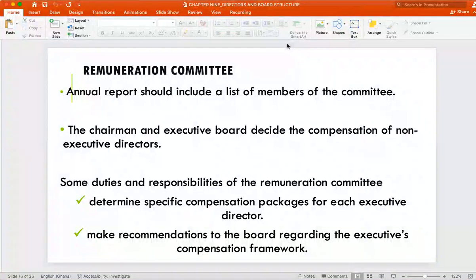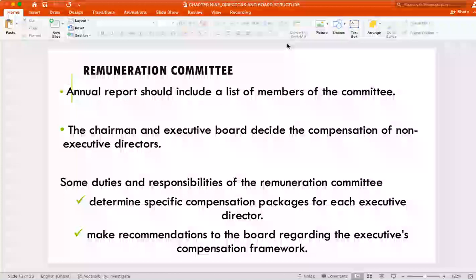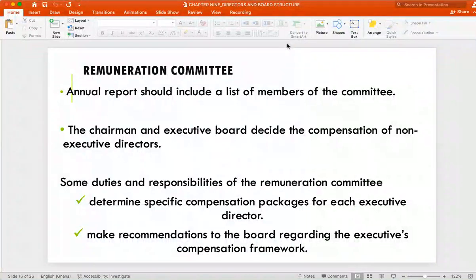So we've explained this much earlier. The executive directors' compensation will be determined by the remuneration committee. They make recommendations to the board regarding the executive compensation framework. All right. So when it comes to these big guys, it's not really just about the salary, but the other things that go with that.